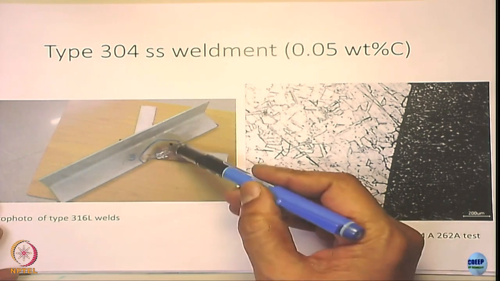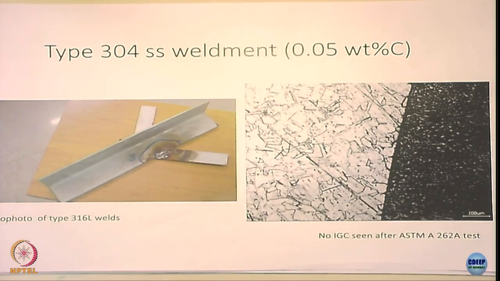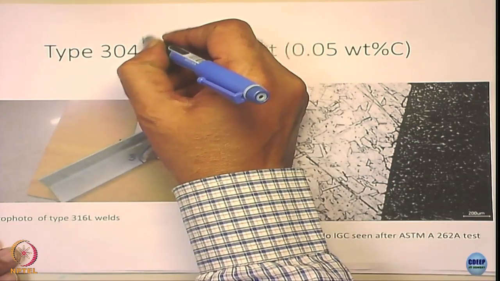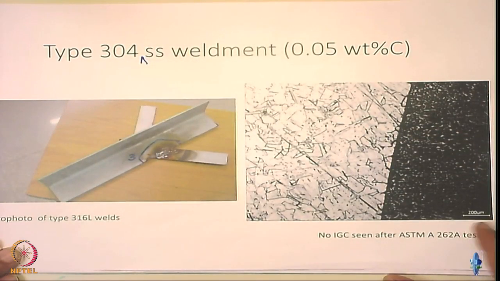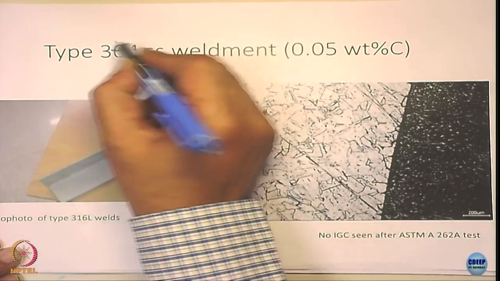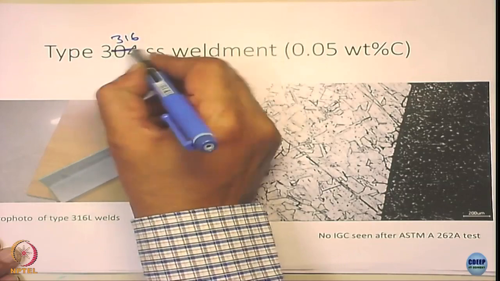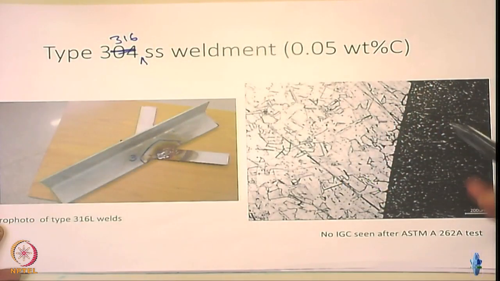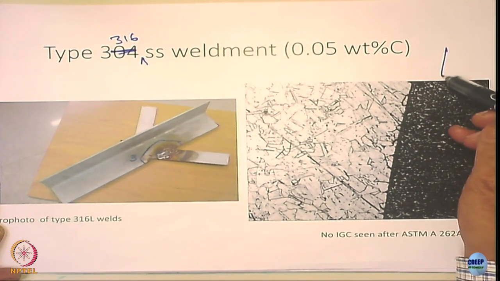This is a kind of welding done on a stainless steel. Actually, this is a 304 stainless steel weldment, and this is a 316 stainless steel weldment. This is the kind of welding that people do to make structures, okay. And you can see that this is the fusion zone, you see this fusion zone here.